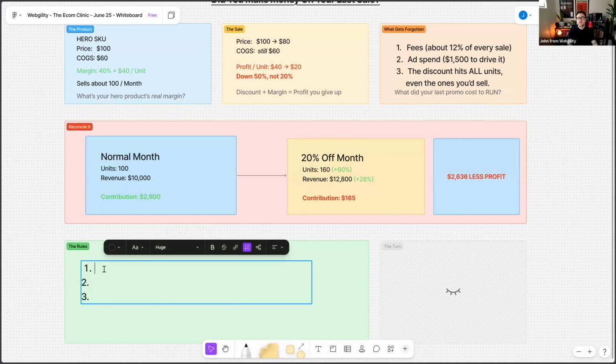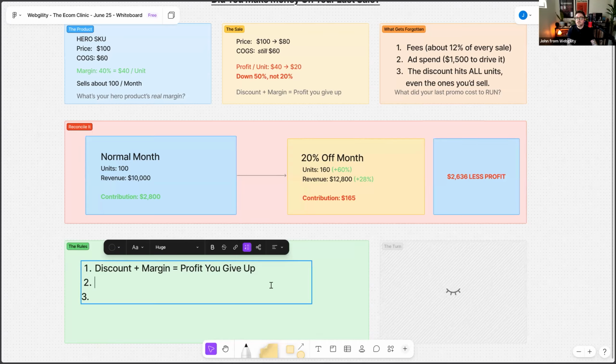The first thing is: discount plus margin equals the profit you give up. Sorry, not divided by, it's discount plus margin. And that's the equation I included up here.